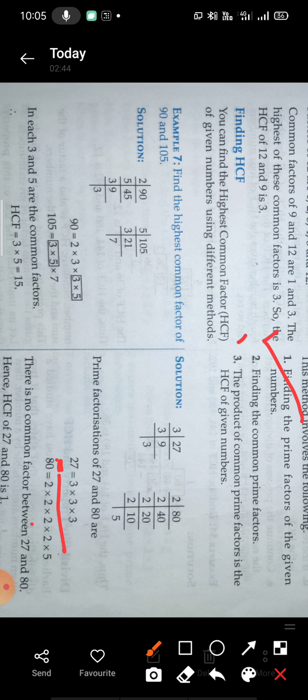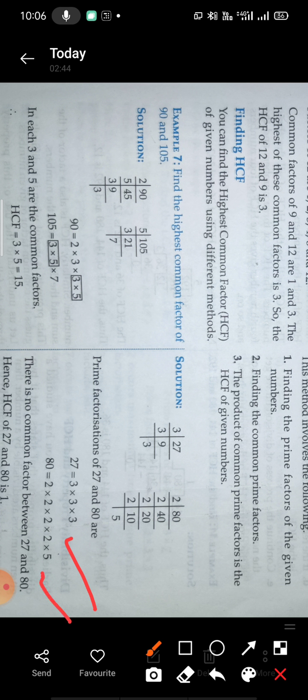Now what is the second point? Second point is that after finding the prime factors, you have to find out which number is common. So obviously you can clearly see that no number is common between these two rows. Okay, here you have 3, 3, 3, and here you have 2, 2, 2, 2 and 5. So no number is common.